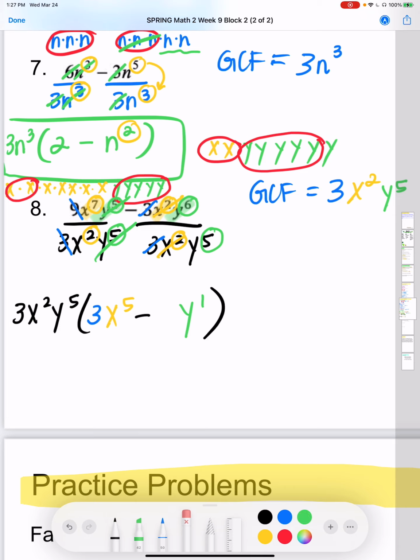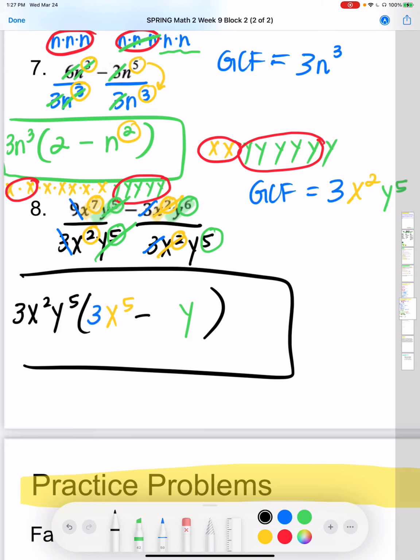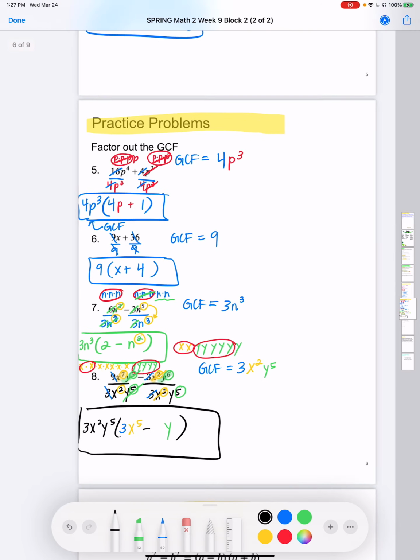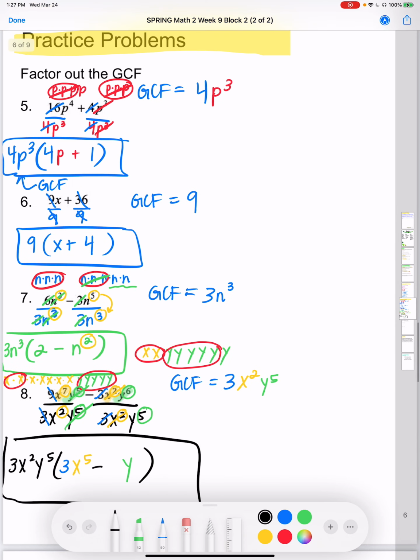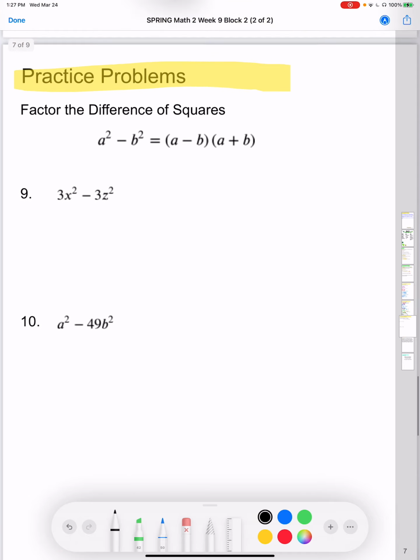And then if you have something to the first power, you don't have to write it. So I'm just going to take that 1 off. But this would be my answer for the last problem. So again, this is factoring using the greatest common factor. I have a couple more examples, but those involve difference of squares.